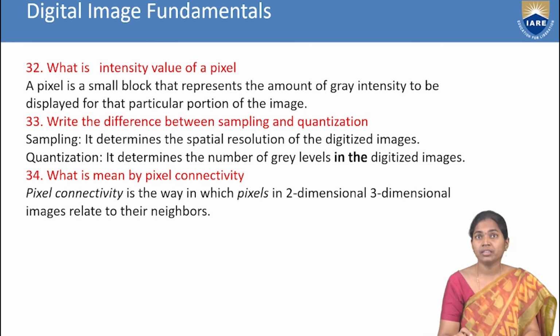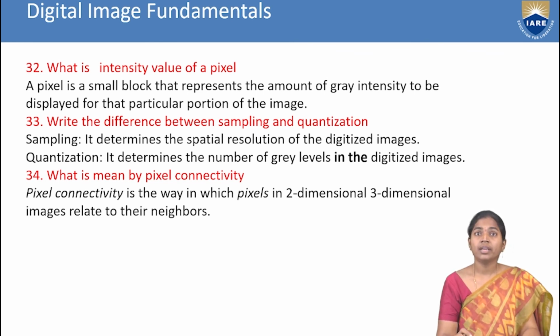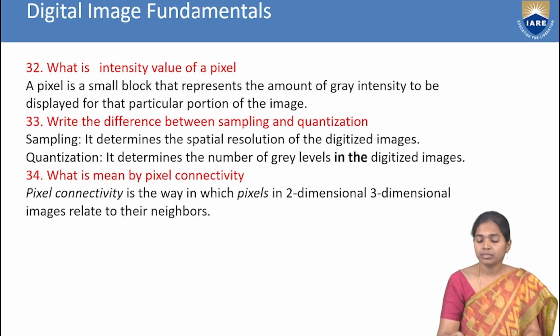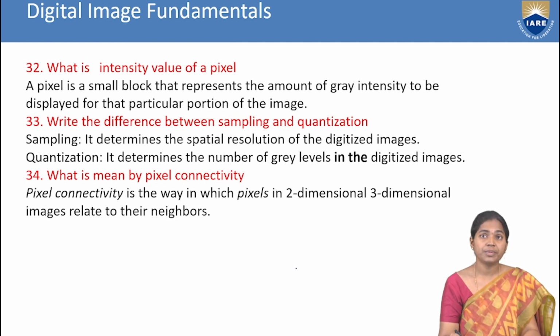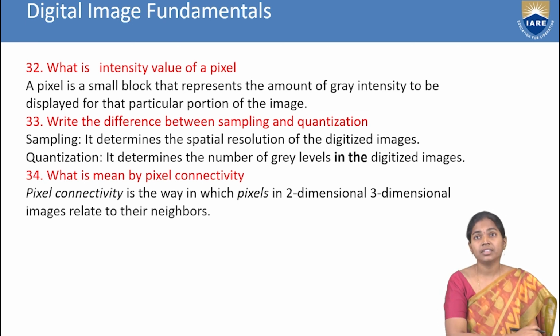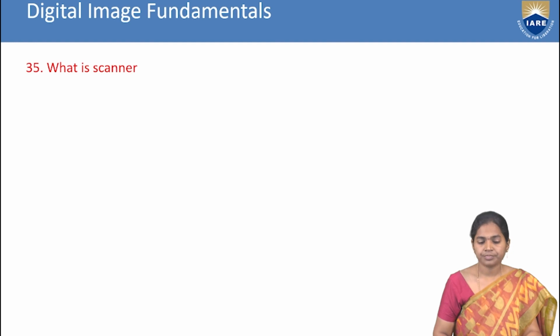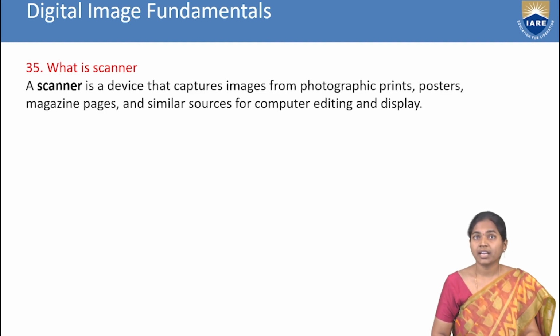And what is meant by pixel connectivity? Pixel connectivity applies to two-dimensional and three-dimensional images. Here, whose pixel values are the same, we are connecting or joining those pixels. Pixel connectivity is the way in which pixels in two-dimensional or three-dimensional images relate to their neighbors. And what is a scanner? A scanner is a device that captures images from photographic prints, posters, magazine pages, and similar sources for computer editing and display.